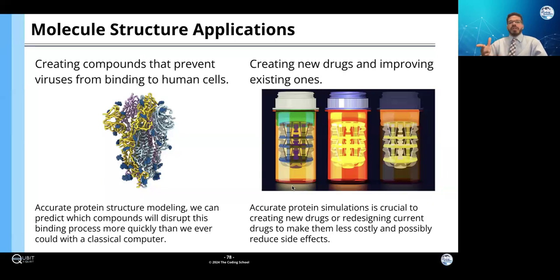So many drugs that we use for health or for addressing illness are about the interactions of proteins. And so if we can simulate proteins accurately, maybe it'll be cheaper and easier to create new drugs that address issues. Maybe we don't have to randomly notice in a clinical trial that something has a particular effect that we want. Maybe we can target it.